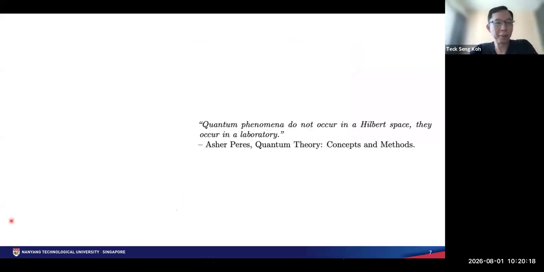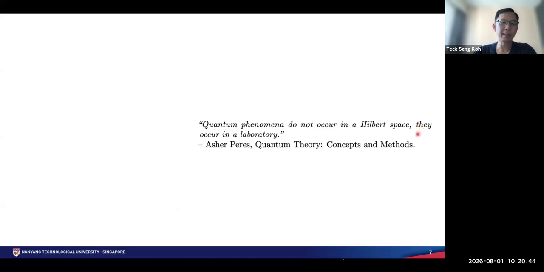First of all, I want to start with this quote: quantum phenomena do not occur in a Hilbert space. They occur in a laboratory. If you know what a Hilbert space is, it's an abstract vector space, a mathematical abstraction where quantum states are thought of as vectors in a linear vector space, with a certain inner product and so on.